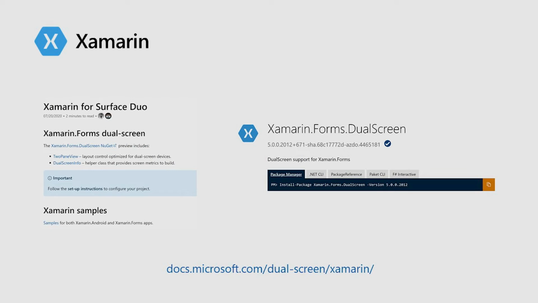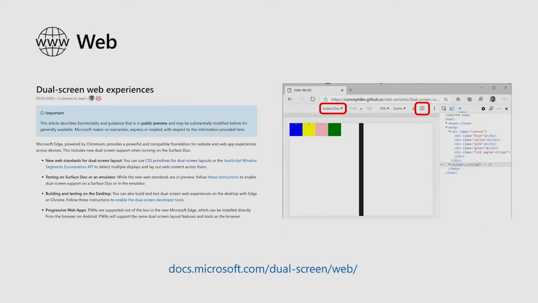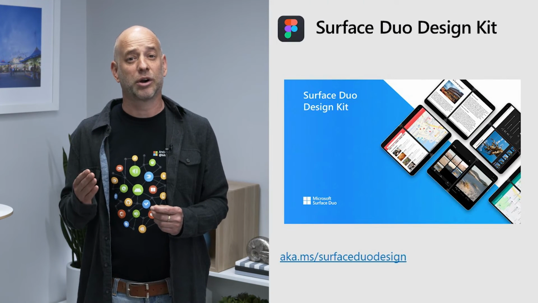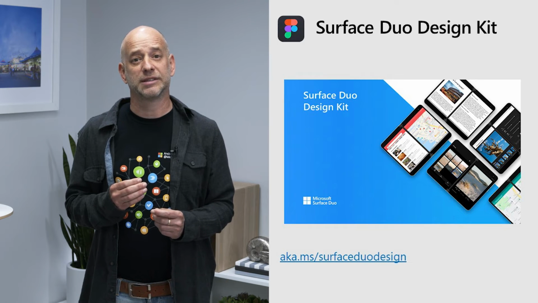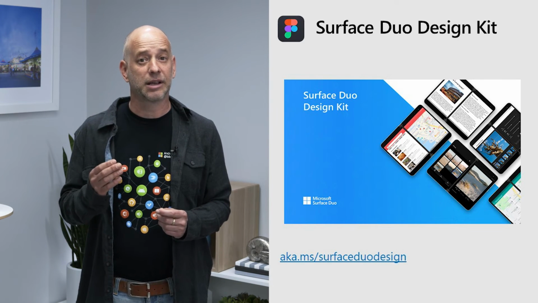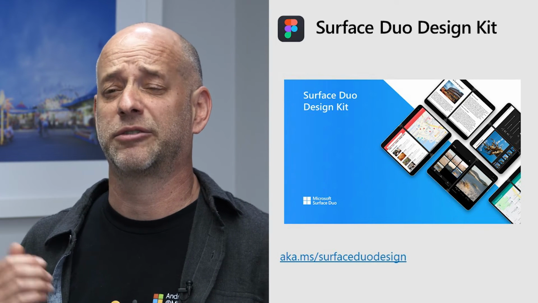If you're a C# developer, we have Xamarin and Xamarin Forms support for your dual screen apps. For game development, we've got you covered with a Unity Engine SDK. And if you're a web developer, we've added new web standards for dual screen layouts, including CSS primitives and JavaScript Windows Segments APIs. But our support doesn't stop there. In addition to our SDKs for developers, we created Figma design kits focused on our dual screen design patterns. The design kit can help designers in your team create great-looking apps. Let's take a look at the design kit with a few demos.